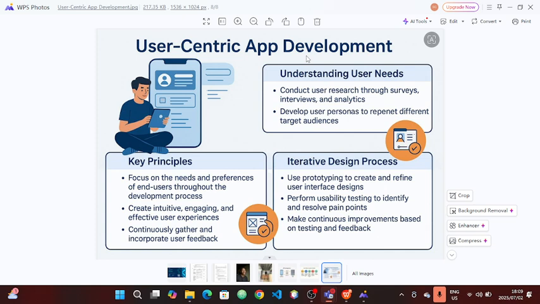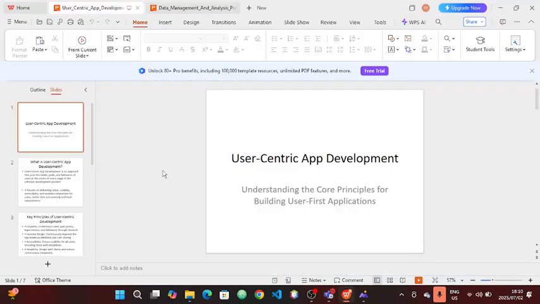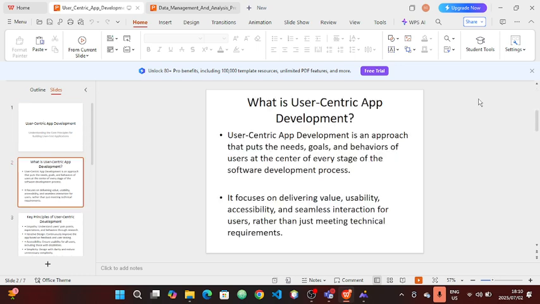We create an intuitive, engaging and effective user experience. Those are our key principles, and I'll send this picture in the group, so you guys can look at it in your own time. So, going on to the summary of user-centric app development.